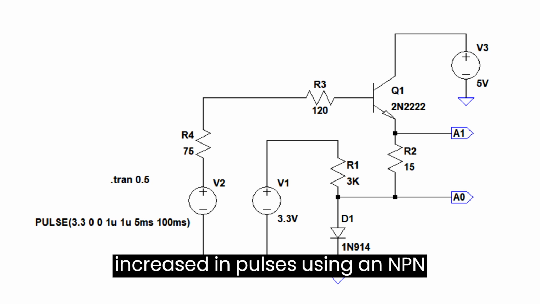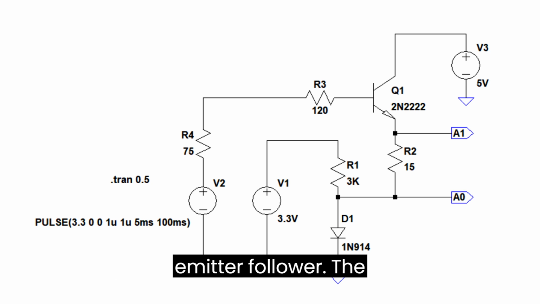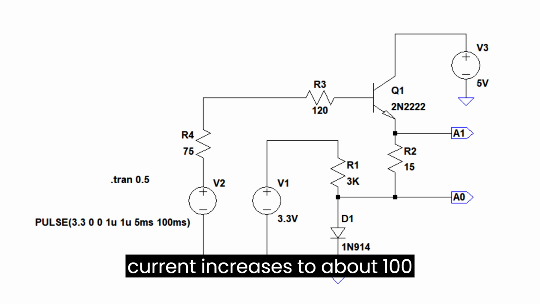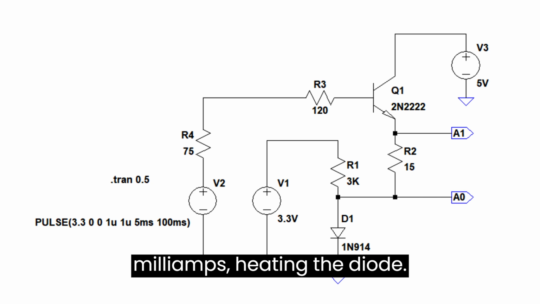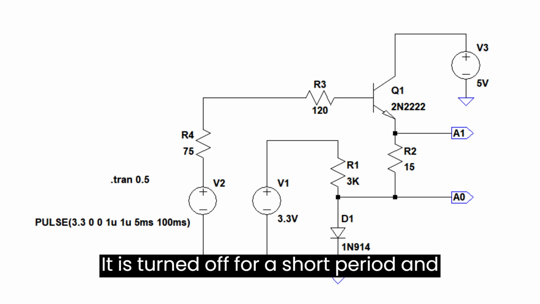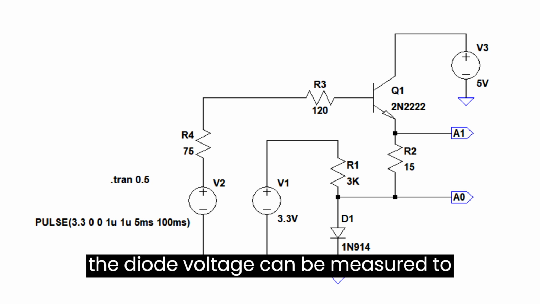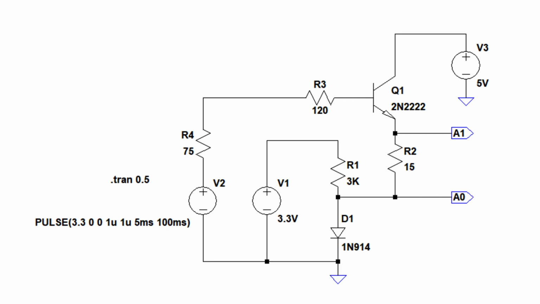Current is increased in pulses using an NPN emitter follower. The current increases to about 100 milliamps, heating the diode. It is turned off for a short period, and the diode voltage can be measured to obtain the temperature of the die.